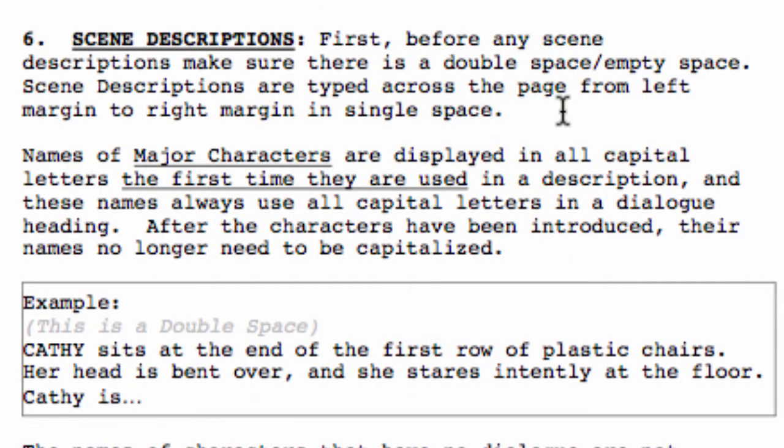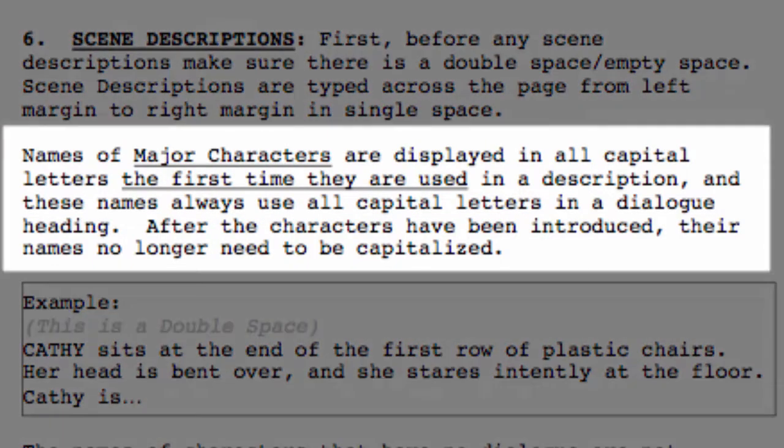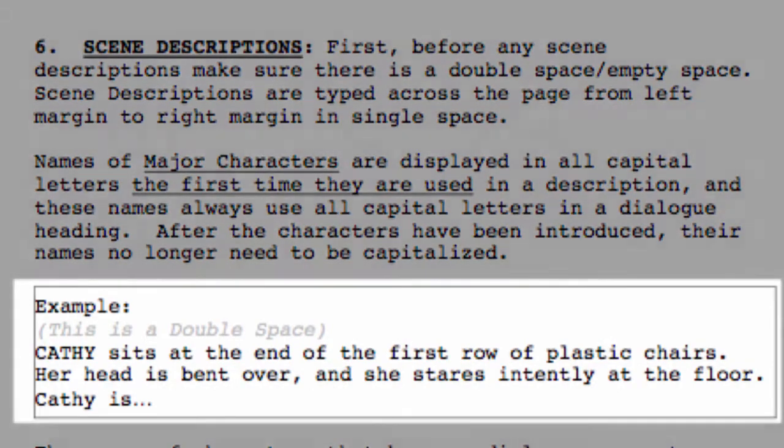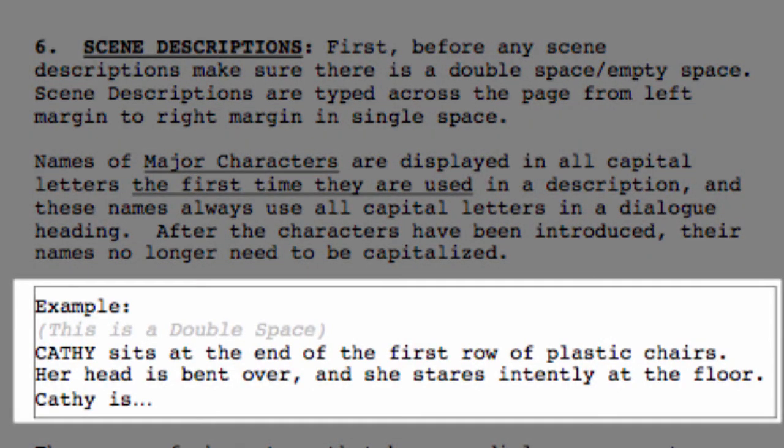Now, there are some rules to scene descriptions. Names of major characters are displayed in all capital letters the first time they are used in a description, and these names always use all capital letters in a dialogue heading. After the characters have been introduced, their names no longer need to be capitalized. So you can see this example here. Kathy sits at the end of the first row of plastic chairs. Kathy is capitalized. But look when we see Kathy again.